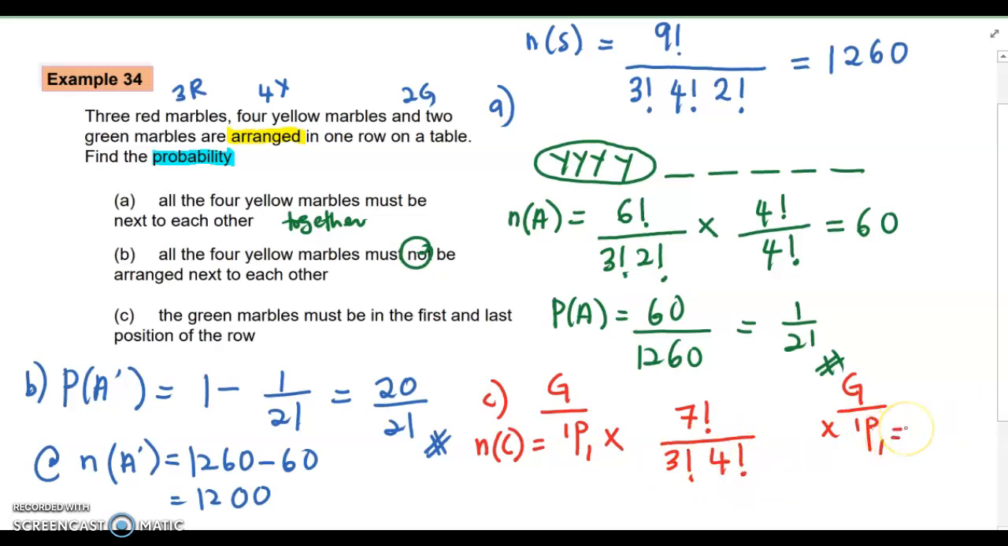So we have n equals 35. But remember, the question asks for probability. So the probability of C equals 35 over NS, 1260, which is equal to 1 over 36.